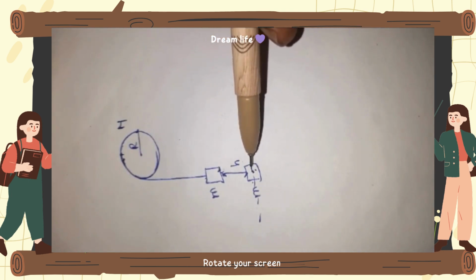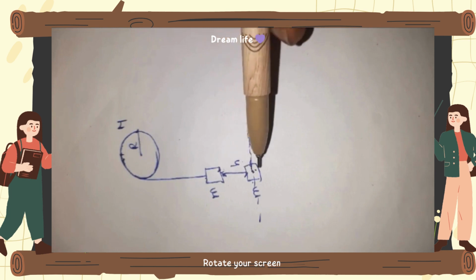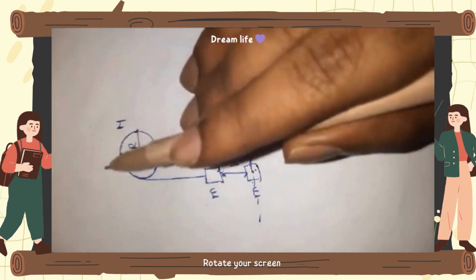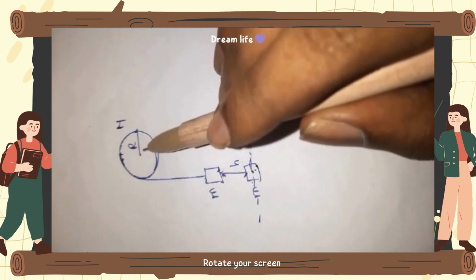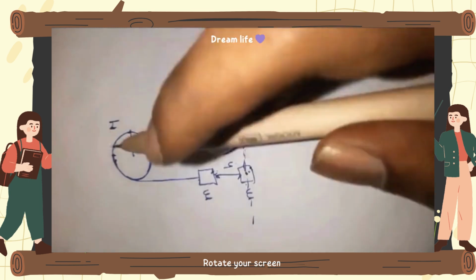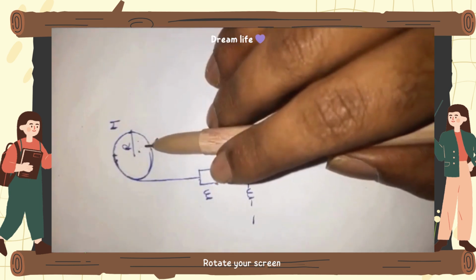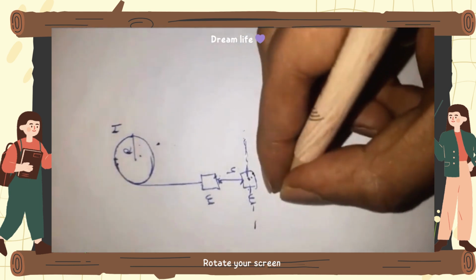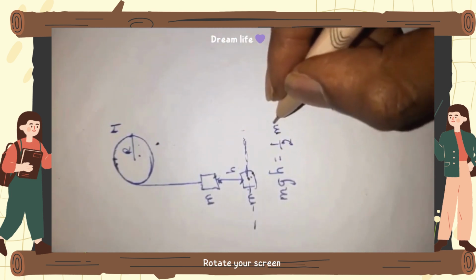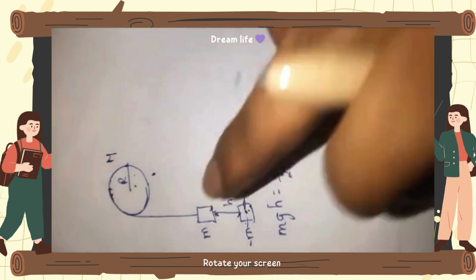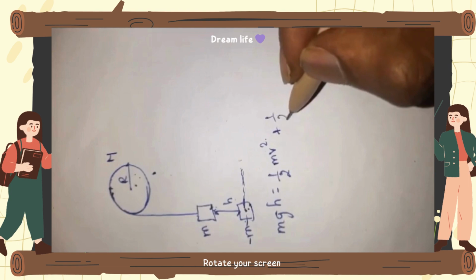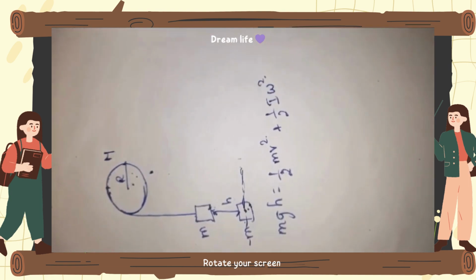Now when it reaches the reference line, its potential energy will be converted to the kinetic energy of this small mass m and the kinetic energy of this pulley of mass M. So now we have to find the angular velocity of this pulley. So mgh is converted into kinetic energy of the small mass m and the rotational kinetic energy of the pulley, that is half I omega square.